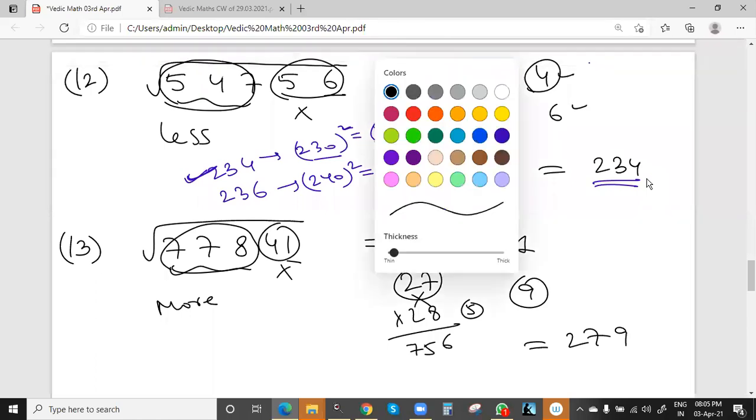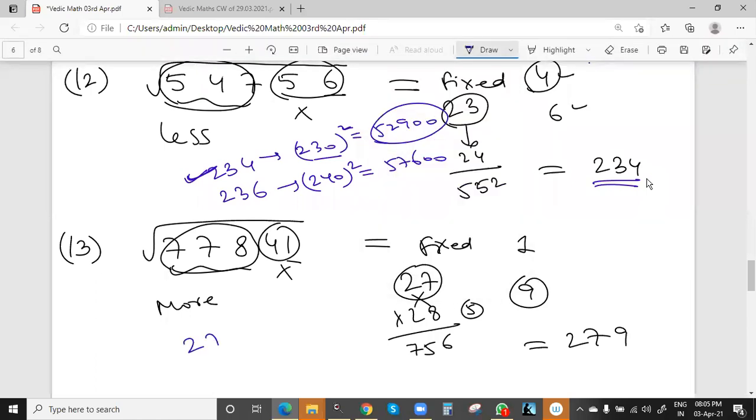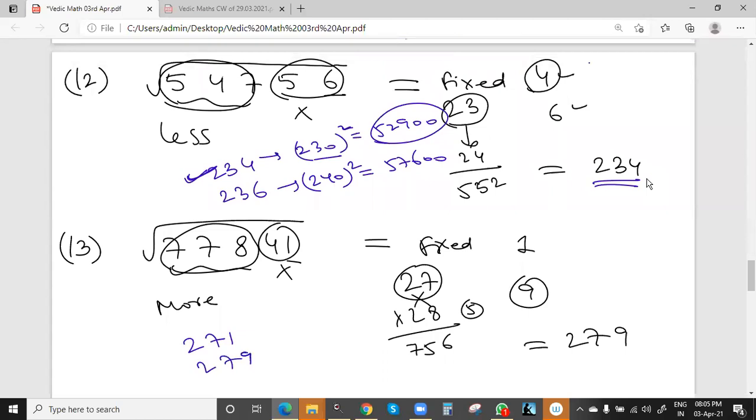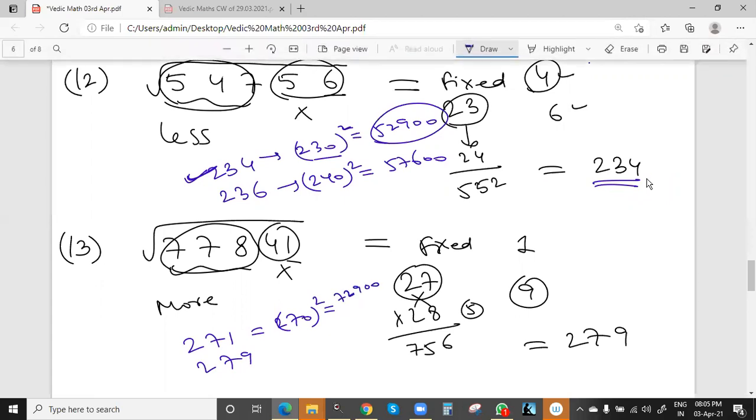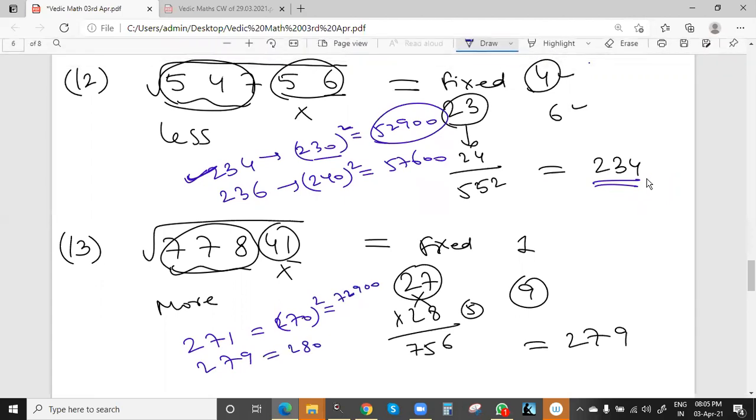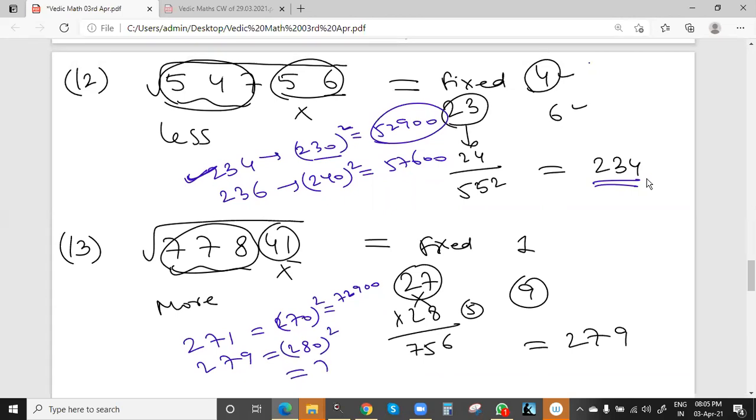Also, the second method we can try. What is the second method? We write 271 and 279, because 27 is fixed, and any one of 1 or 9 can be the value. 271 will be near to 270. 270 square we can write, that is 72900, and 279 is near to 280. 280 square we can write 78400. That is also one good option.